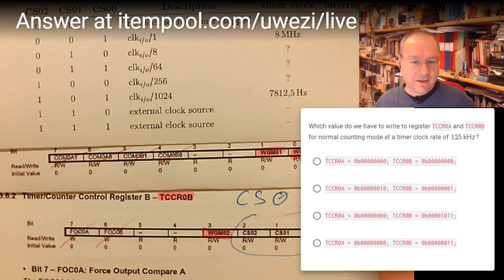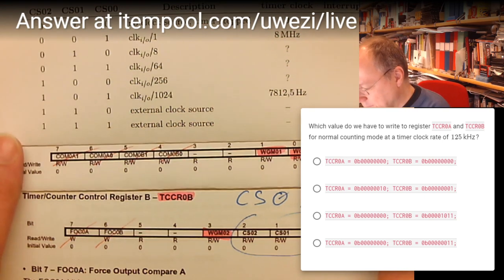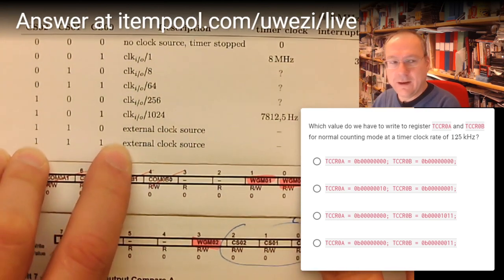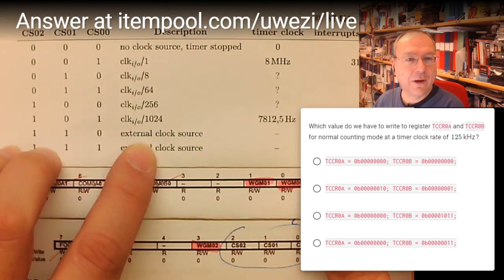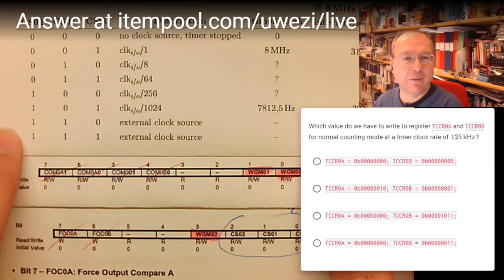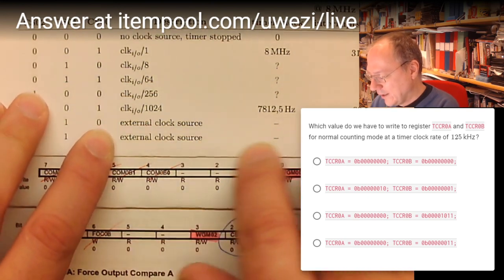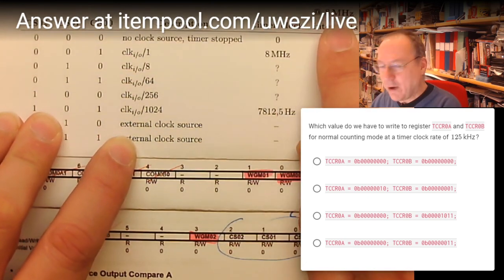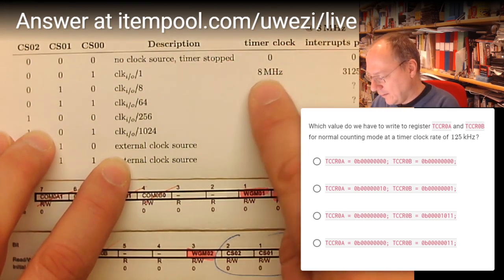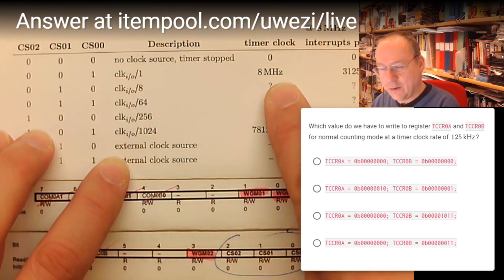And now I lost you all again. Here you are. So you see in this table, I don't know if you see it, but the table is in the lab instructions, which you have at very high resolution on Studium as well. We are running at a clock speed of 8 megahertz. And if we don't divide it down, then we have 8 megahertz as a clock for our microcontroller.